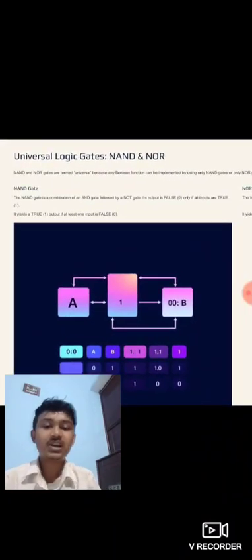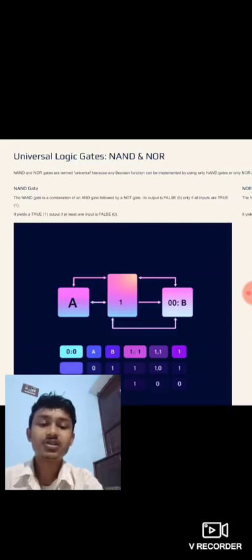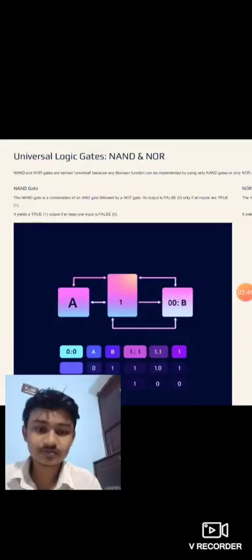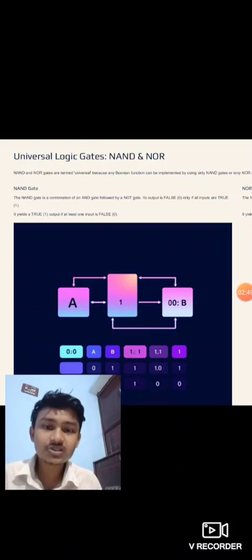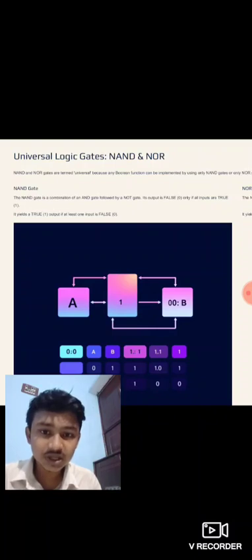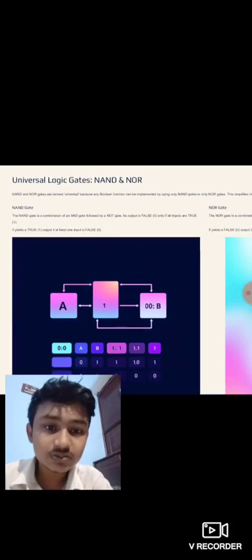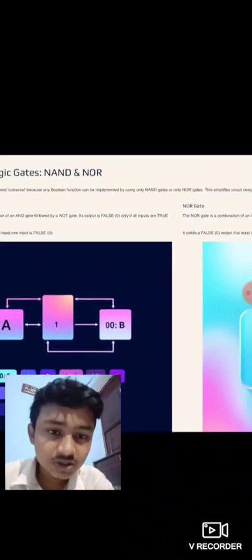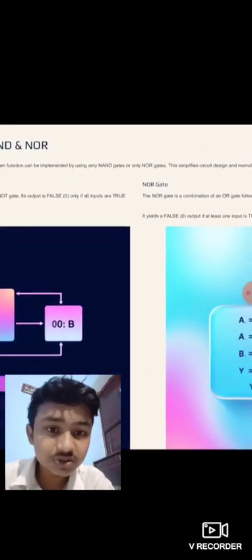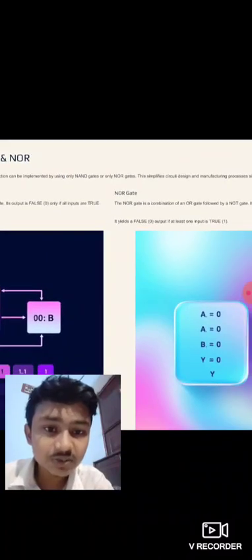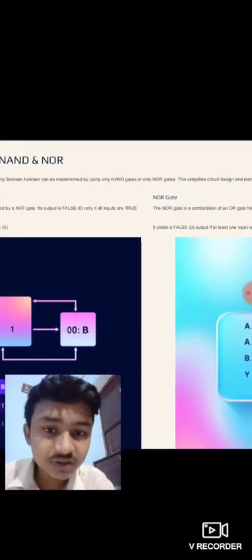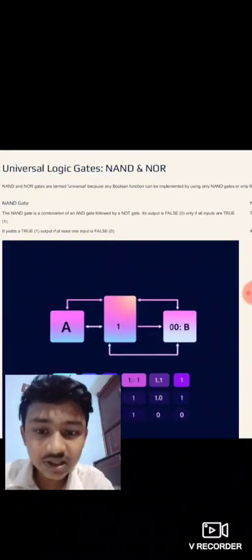Universal logic gates, NAND gate and NOR gate. These are the universal logic gates. NAND gate and NOR gate are termed universal because any Boolean function can be expressed by using only NAND gates or NOR gates. This simplifies circuit design and the manufacturing process significantly.